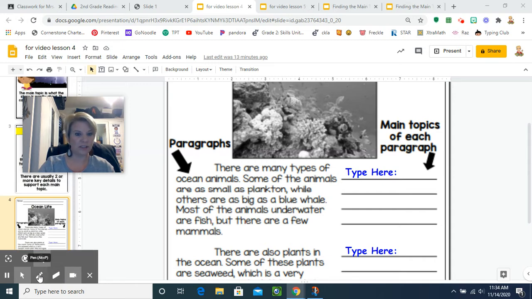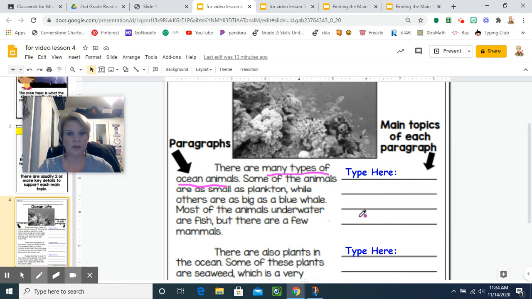I'm actually going to underline a few details in the story. I'm going to practice my underlining skills again, see if I got any better. I'm going to underline a few details that show that it talks about ocean animals. Many types of ocean animals is a detail. Animals as small as plankton is a detail.